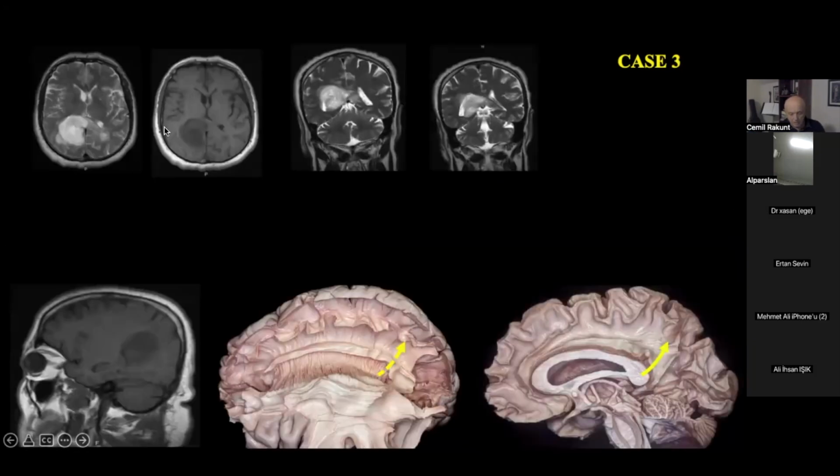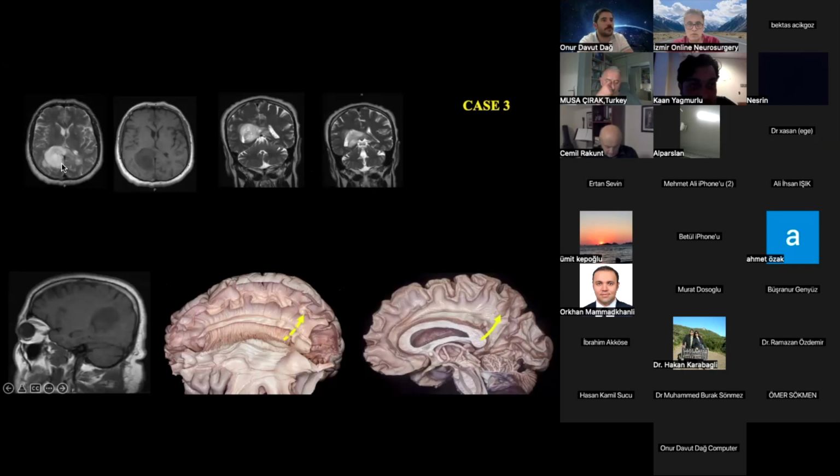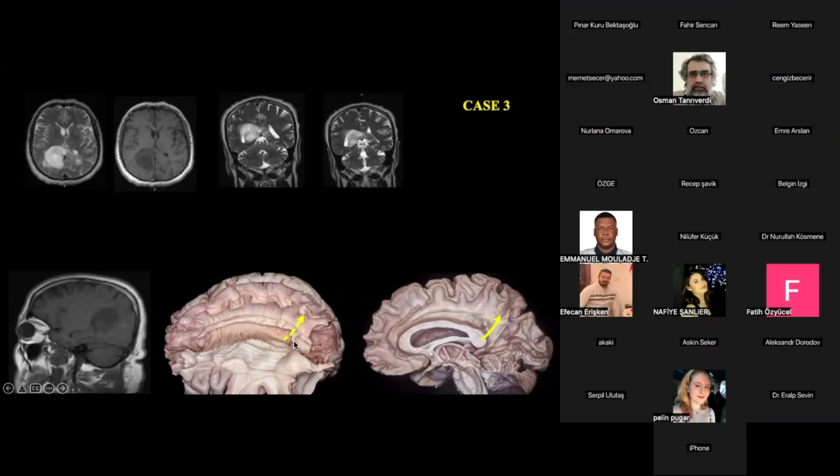So what we see here is that this tumor is actually medial. It starts from the medial forceps major and the parietal lobe, and crosses the midline and goes to the other side.